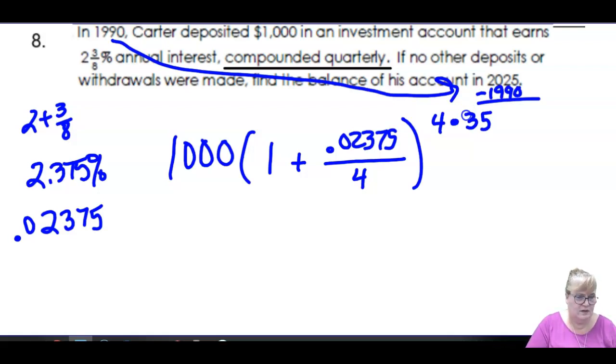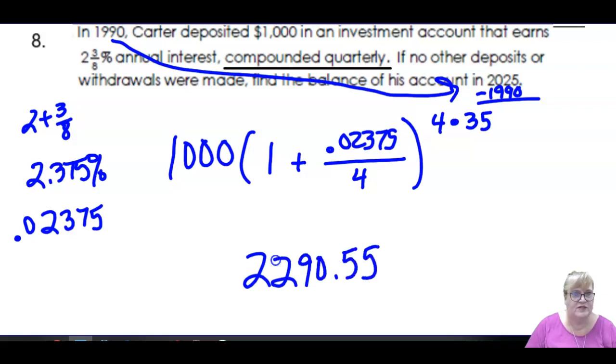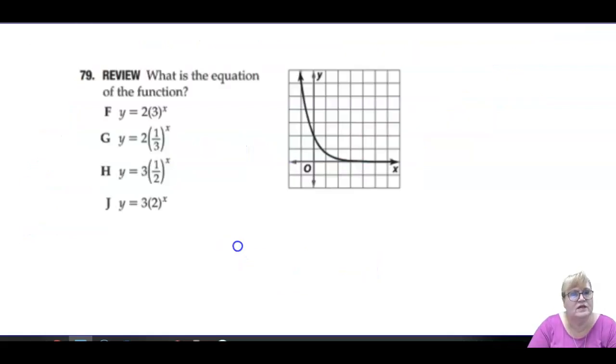So we're going to type that in, 1,000 parenthesis 1 plus 0.02375 divided by 4, close parenthesis, to the power of 4 times 35 is $2,290.55 when we round to the nearest penny. All right, so that was one more compound interest.